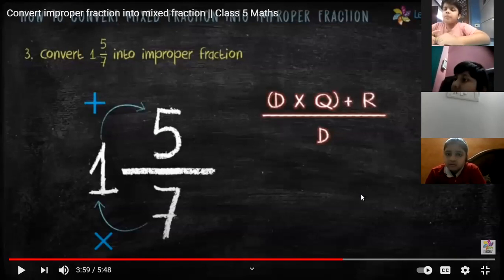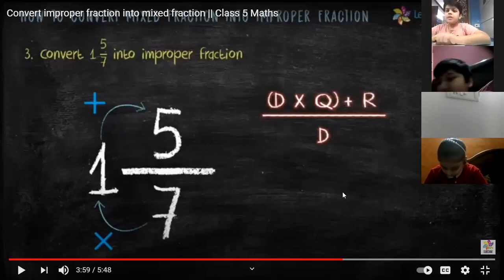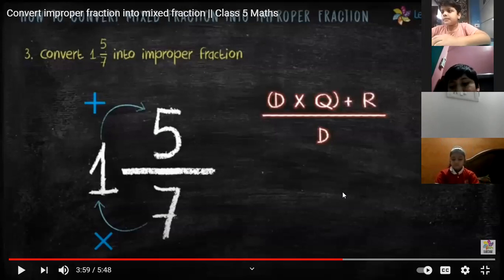Okay. So can you tell me what are the numbers given here in this particular example? Ma'am, the numbers are 5, 1 and 7. Beta, ma'am is asking about divisor and quotient. Which number we are going to multiply? Ma'am, 7 and 1. When you multiply 7 and 1, what will be your answer? Ma'am, 7. And then we are going to add remainder in the second step. So 7 plus 5, what will be your answer? Ma'am, 12. So what will be your final improper fraction? Ma'am, 12 by 7.